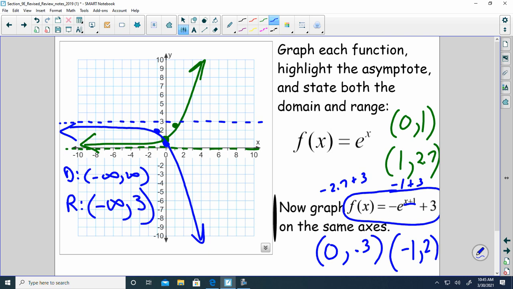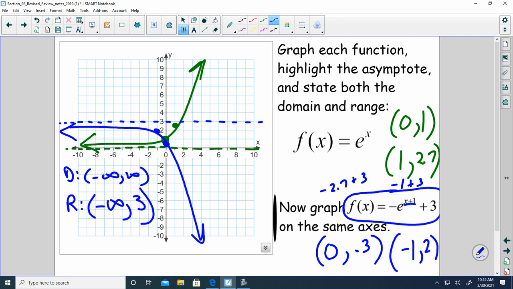That's why it's not a square bracket or a hard bracket. On these type of things with asymptotes, you will not come across a square bracket. So we eliminate the square bracket from your thought process for this quiz.